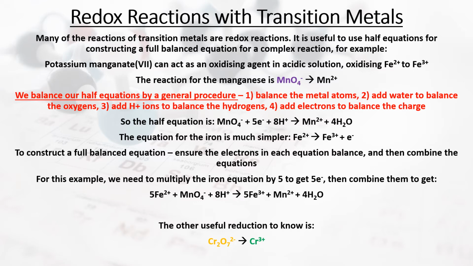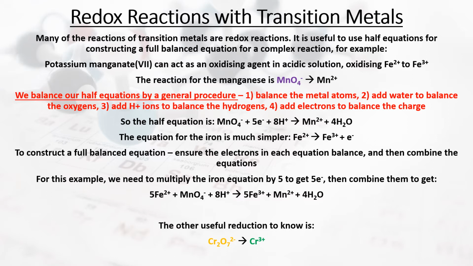Now the half equation for the other species here, the iron, is much simpler. We have Fe2+ going to Fe3+. That oxidizes this iron. We've lost an electron. And so we don't have to worry about balancing our metal atoms. We don't have to worry about adding waters because there's no oxygen. We don't have to worry about adding protons because there's no hydrogens. So all we have to do is balance the charge by adding an electron to the right-hand side.